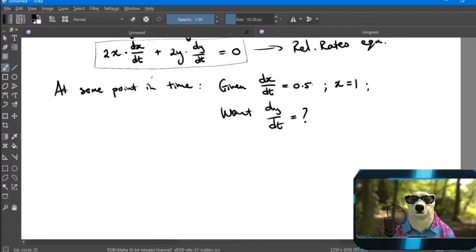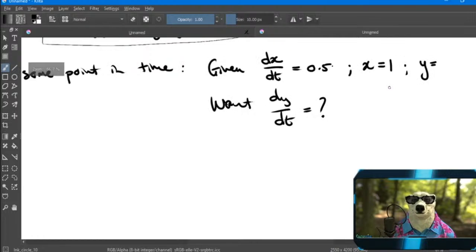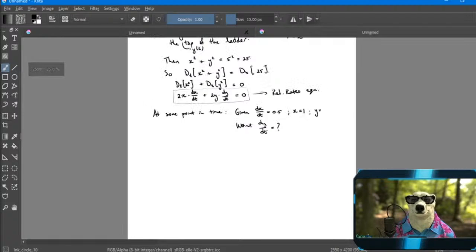And I don't have a value for y yet. I need to find it. How can I find the value for y? Let's zoom out. Not in, out.